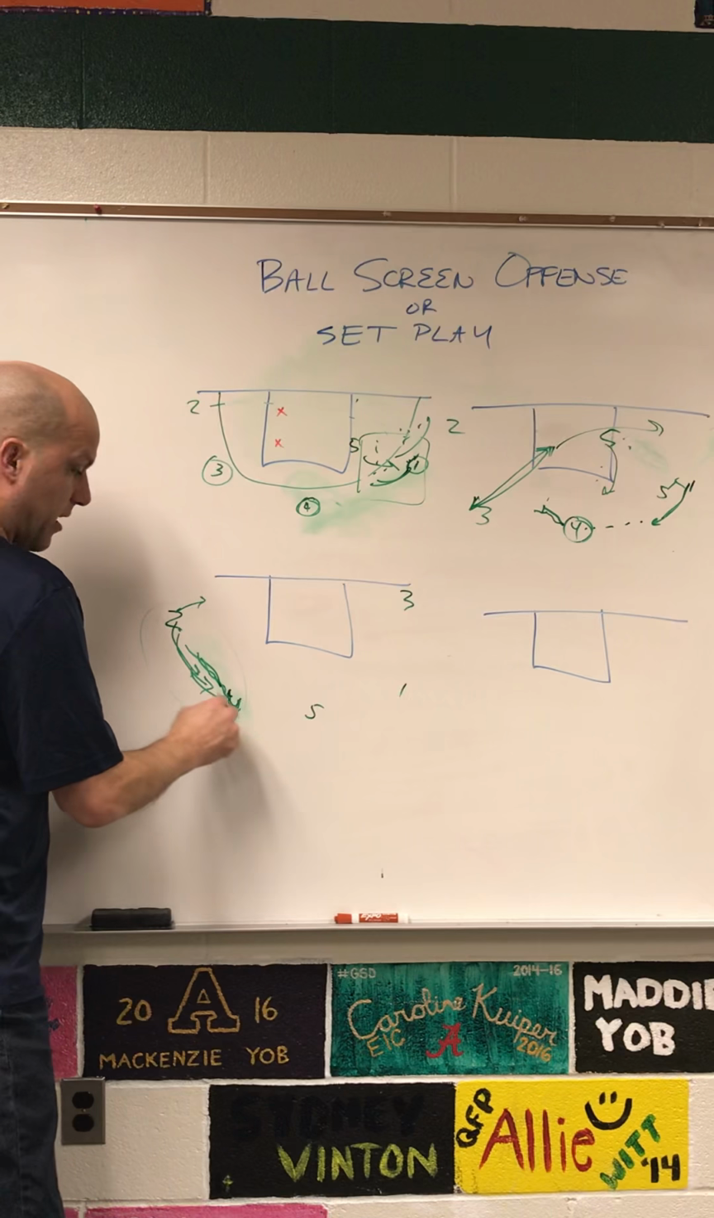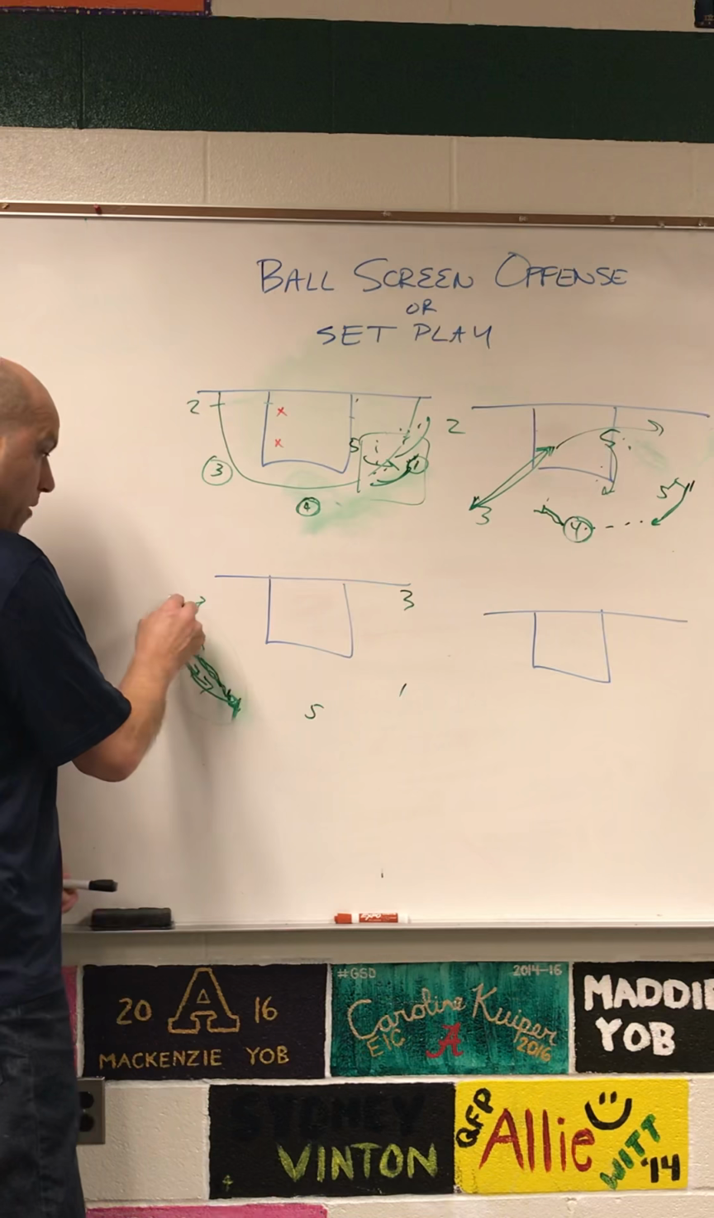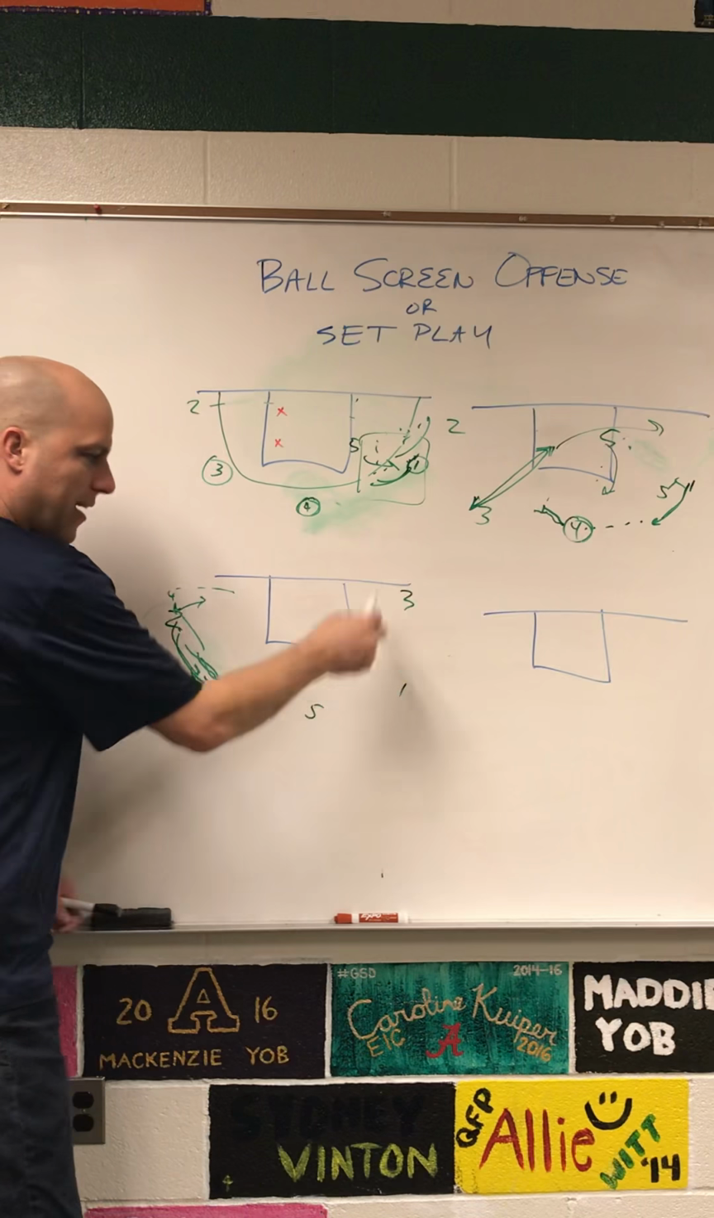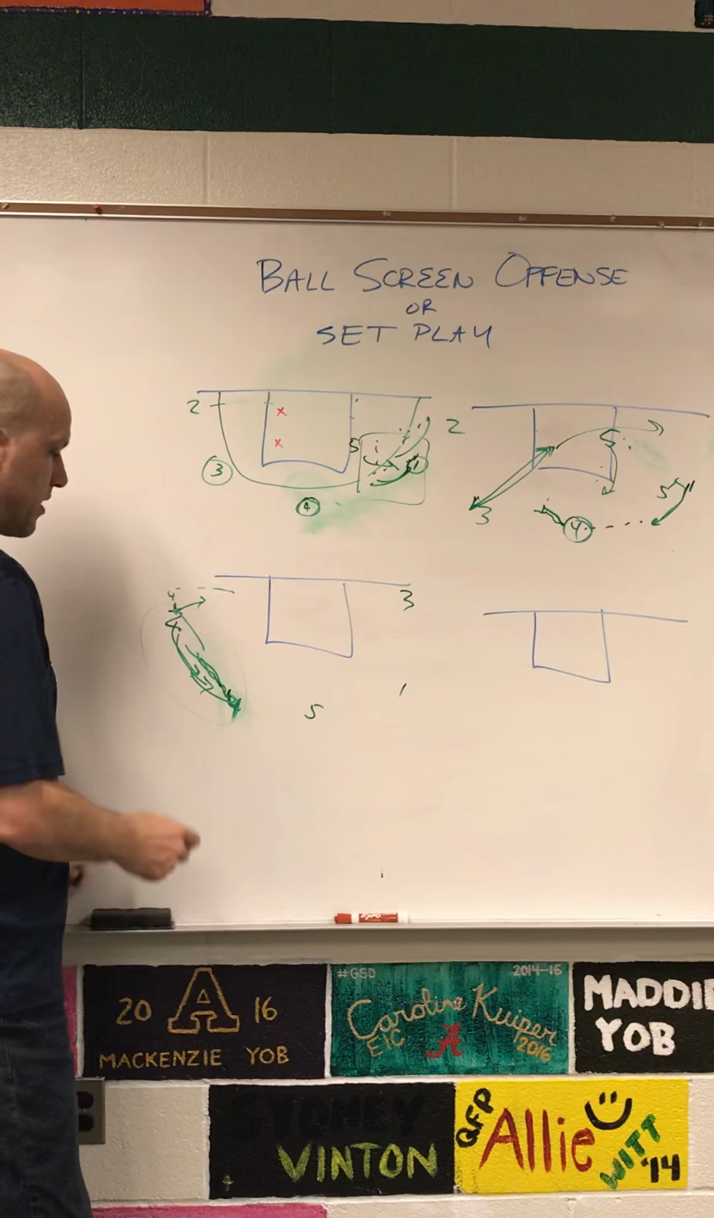So let's say we went handoff with the 2 and the 4 popped. That's great. Throw it back and look for that shot. Or if we catch here and then we attack the paint. Again, there's spacing. There are things happening here that put a lot of pressure on the defense.